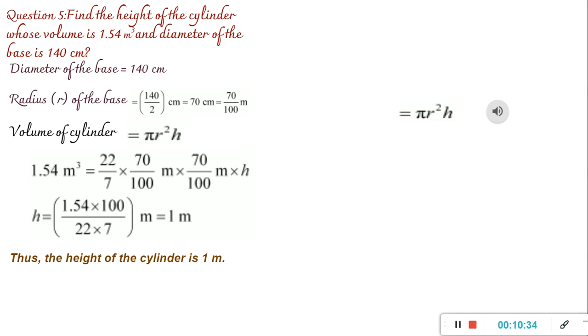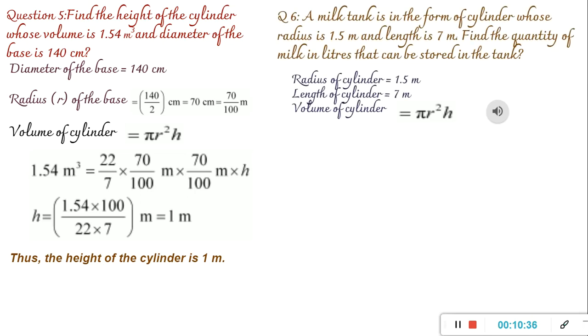Right? Now, sixth question. A milk tank is in the form of cylinder whose radius is 1.5 meter and length is 7 meter. So here radius is given 1.5 meter and length, here length means we can take as our height. Find the quantity of milk in liters that can be stored in the tank. So capacity we have to find. So radius 1.5 meter, length that is height 7 meter.